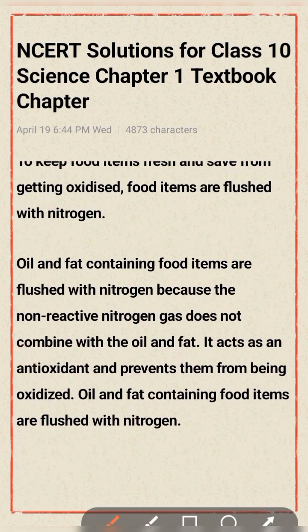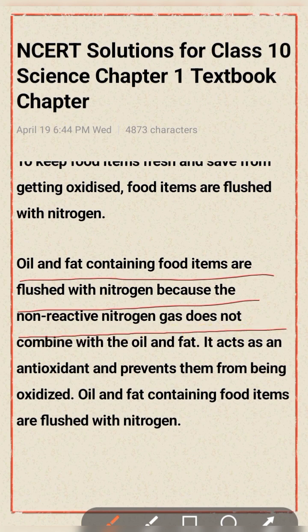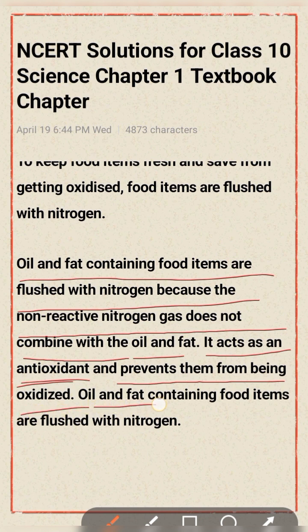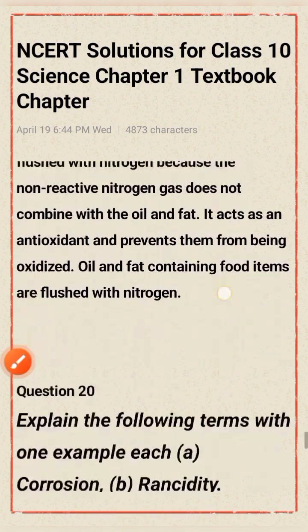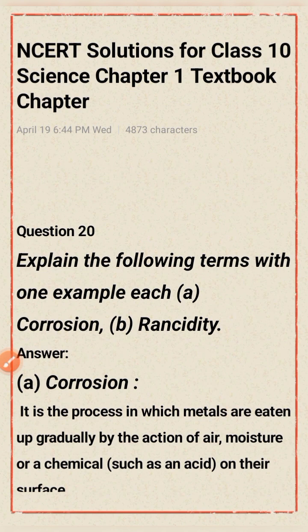Oil and fat containing food items are flushed with nitrogen because the non-reactive nitrogen gas does not combine with oil and fat. It acts as an antioxidant and prevents them from being oxidized. Oil and fat containing food items are flushed with nitrogen. Okay. Next question, question number 20, the last question in this part.